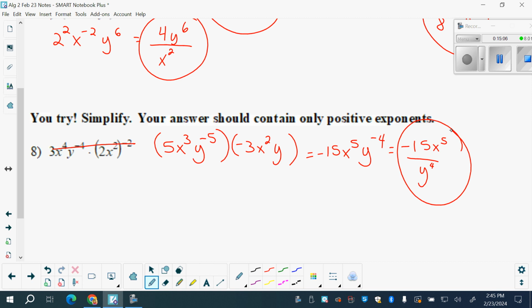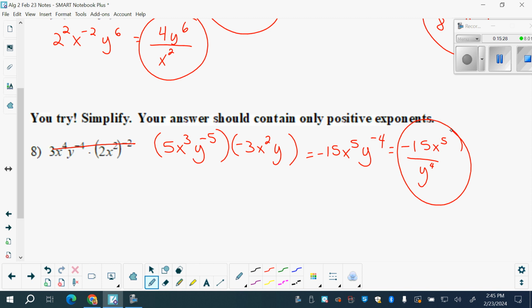Okay, the answer is going to be negative 15x to the 5th over y to the 4th. Questions on that? So this negative 15 is not an exponent. It's only when it's a negative exponent that we move it down. Does that make sense?